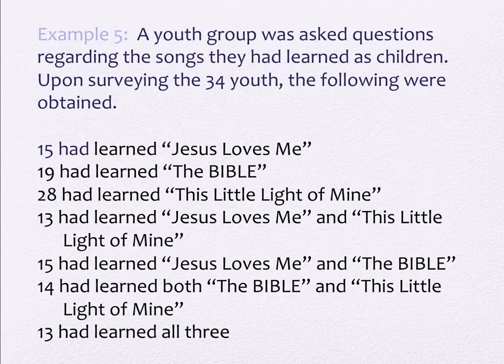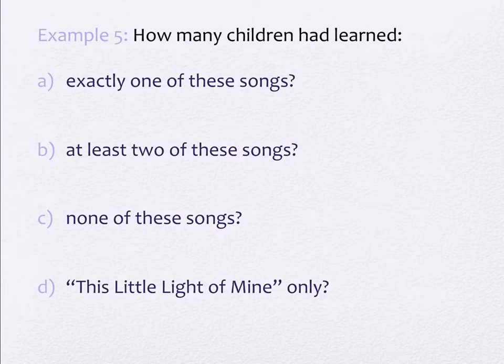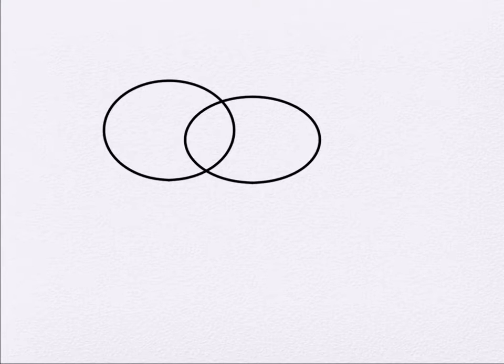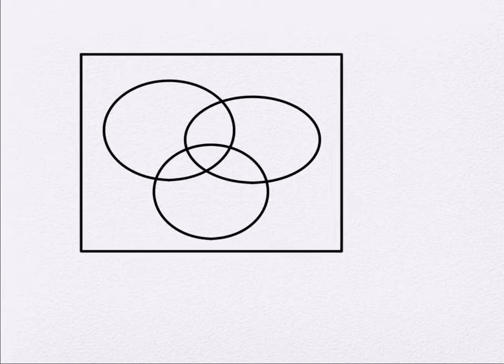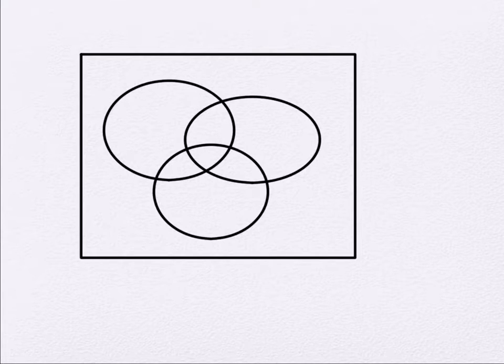We need a diagram, and how many circles are going to be in my diagram? 3. And the circles are going to be labeled the names of these songs, right? Sometimes I have people not put the rectangle around it. We need the rectangle around it because there's sometimes information in the outer part of that rectangle. So make sure you're using that universal set U. All right, so I'm going to list them in order. So this is Jesus Loves Me. I'm just going to call it Jesus. The next one was the Bible, so I'm going to put Bible over here. And then the last one was This Little Light of Mine, so I'm just going to write light on the bottom circle.